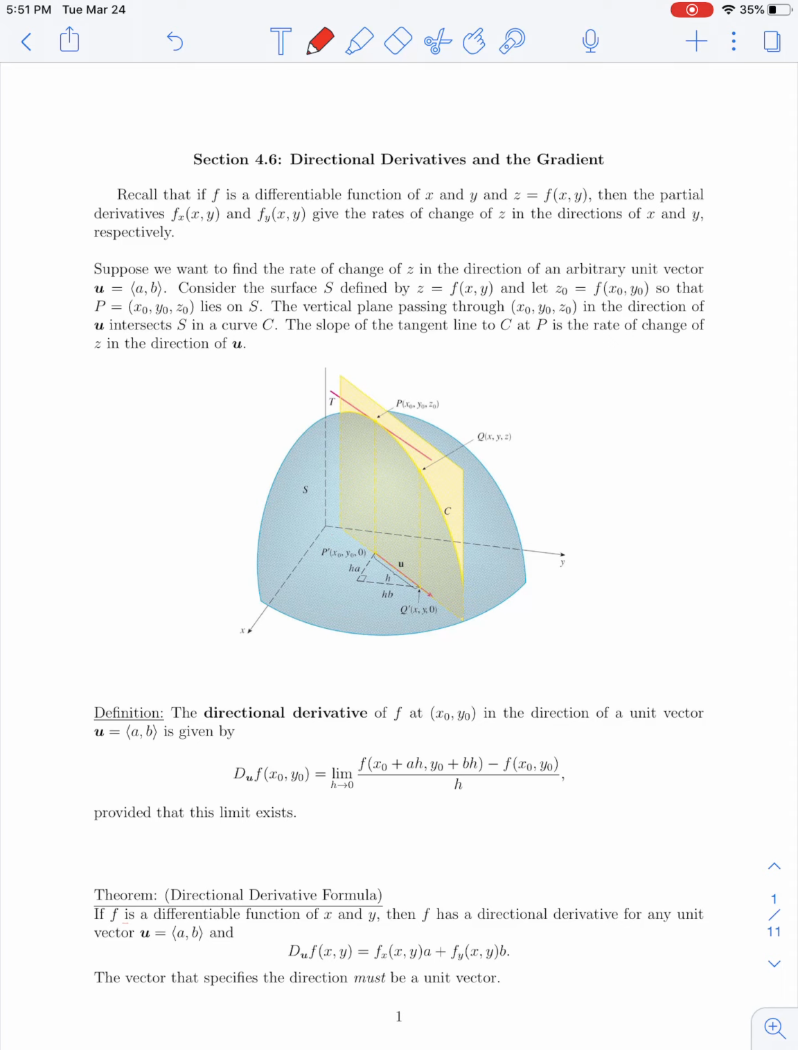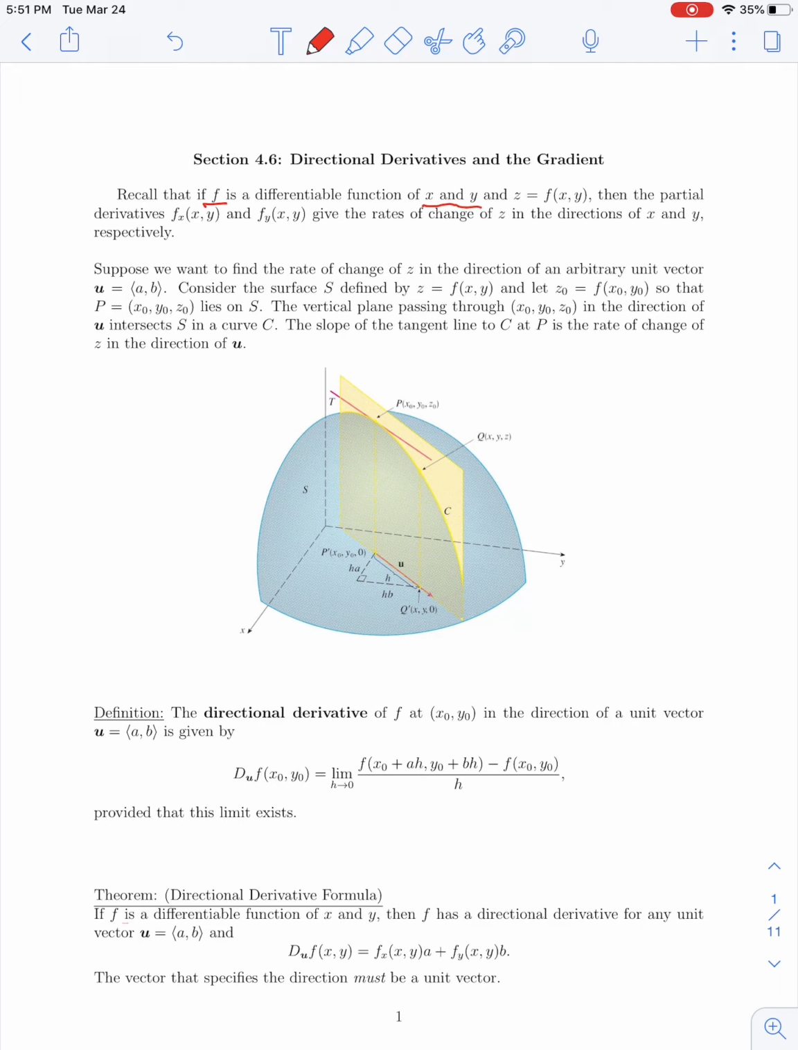Okay, in today's lecture, we're going to talk about the section 4.6 material on directional derivatives and the gradient of a function. So to introduce this concept, let's review what we've been working with in chapter 4. We've been talking about partial derivatives and some applications of partial derivatives. So let's recall what partial derivatives represent.